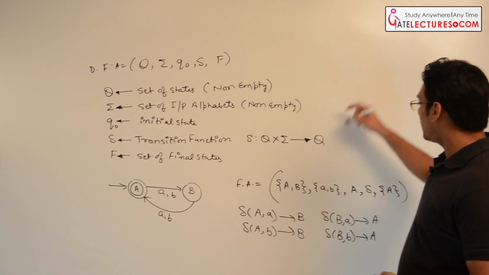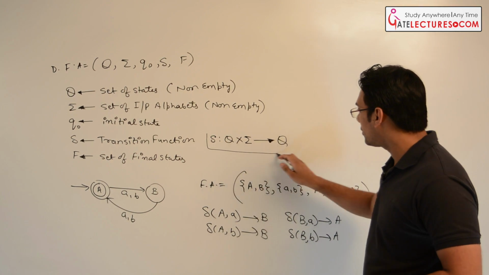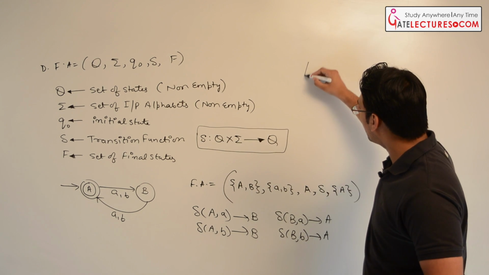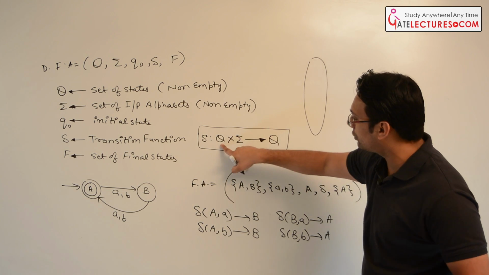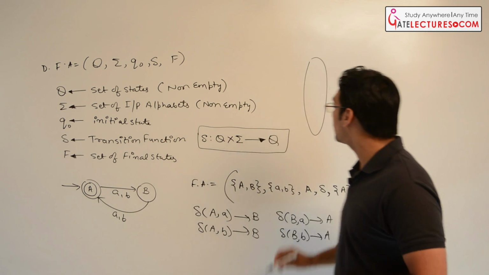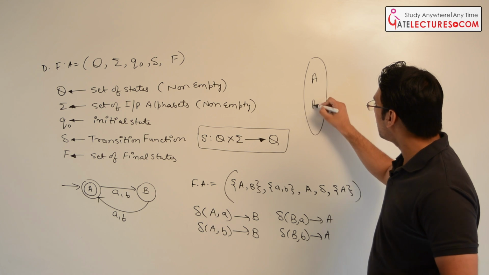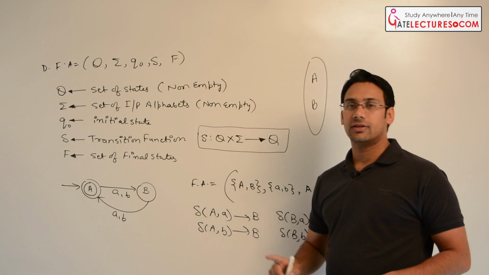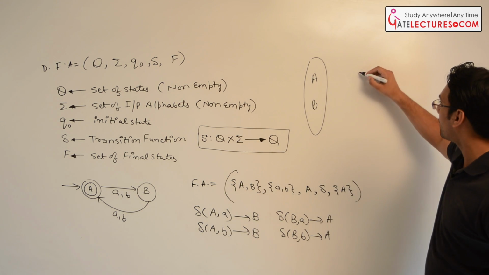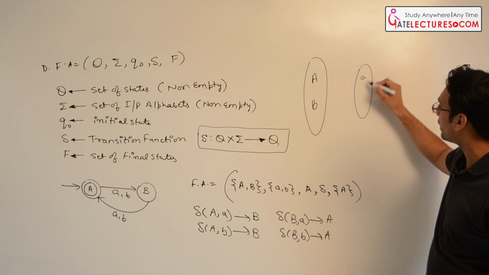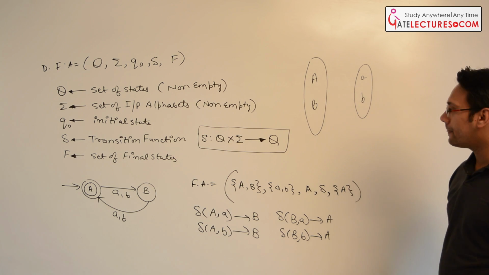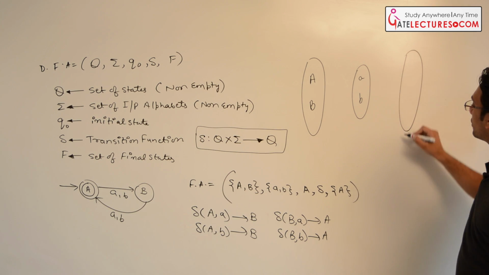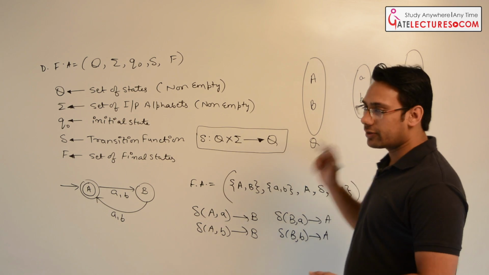You have seen how the delta is defined. Delta is defined in such a way that if we have a set Q, which is the set of states, that means we have A and B as the set of states, and we take a cross product with sigma, which is the set of input alphabets, and what are the input alphabets here? They are small a and small b. And then we will go to the state Q. Not state Q, actually the set of states.